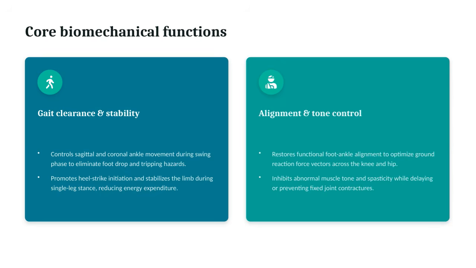Next, alignment and tone control are key to restoring proper foot-ankle alignment. This optimizes the ground reaction force vectors across the knee and hip, enhancing overall joint function. Additionally, it helps inhibit abnormal muscle tone and spasticity, which can prevent or delay fixed joint contractures, supporting better long-term mobility and joint health.